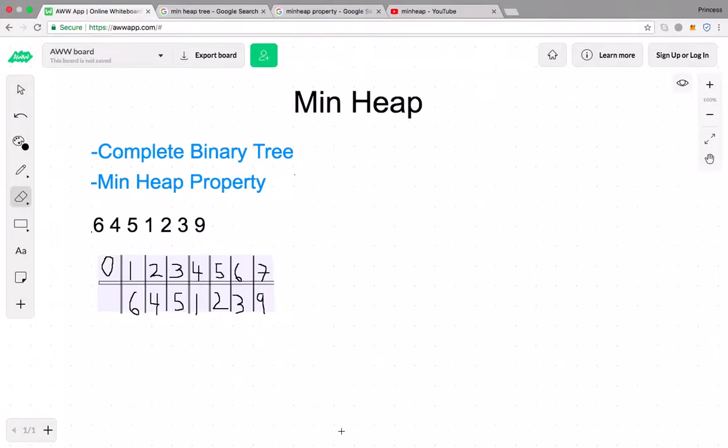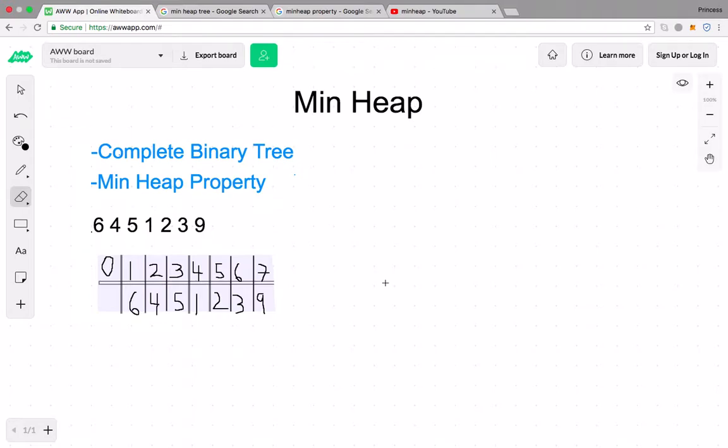Guys, what's up? Today I'm going to talk about min heaps and how to build them from a set of numbers, just in case you guys are asked to actually insert a set of numbers in order into a min heap. So first I'm going to discuss the two main properties of min heaps.